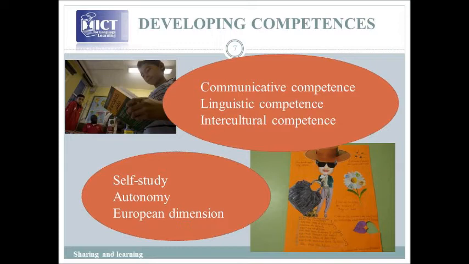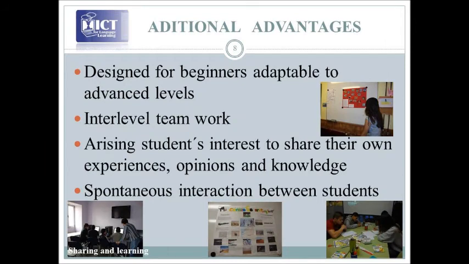To promote these skills, we chose the task-based learning methodology. This set of activities works for beginners but also for advanced students, allowing an interlevel teamwork. In this way, students will feel more comfortable when speaking, favoring the emergence of spontaneous interactions and their self-esteem. The student is the key element in the activity, and the teacher becomes the task agent.